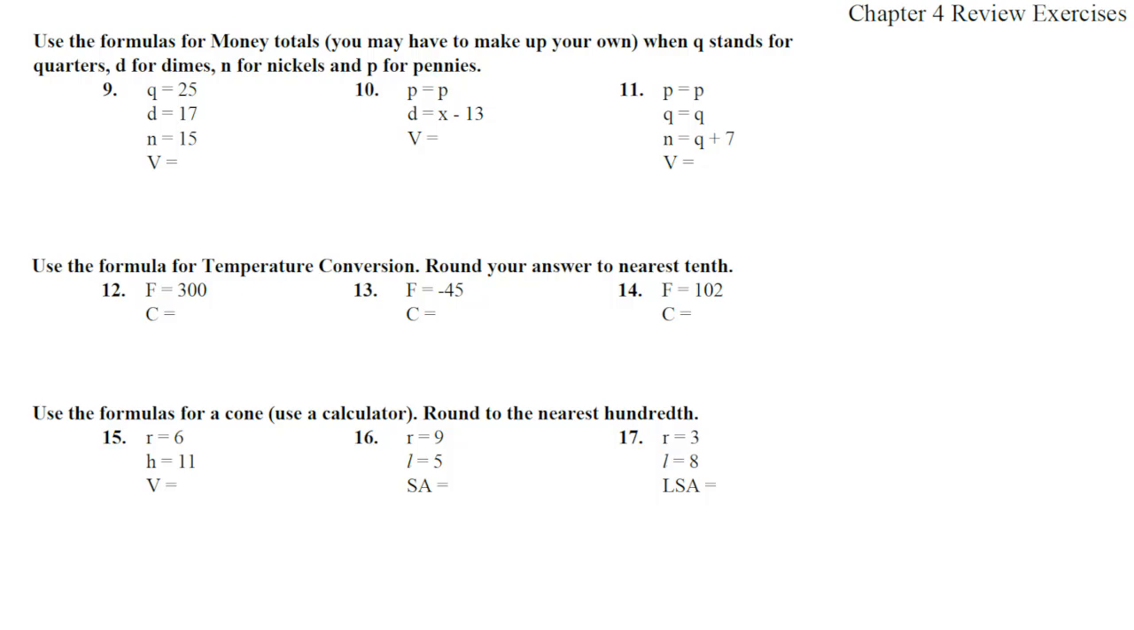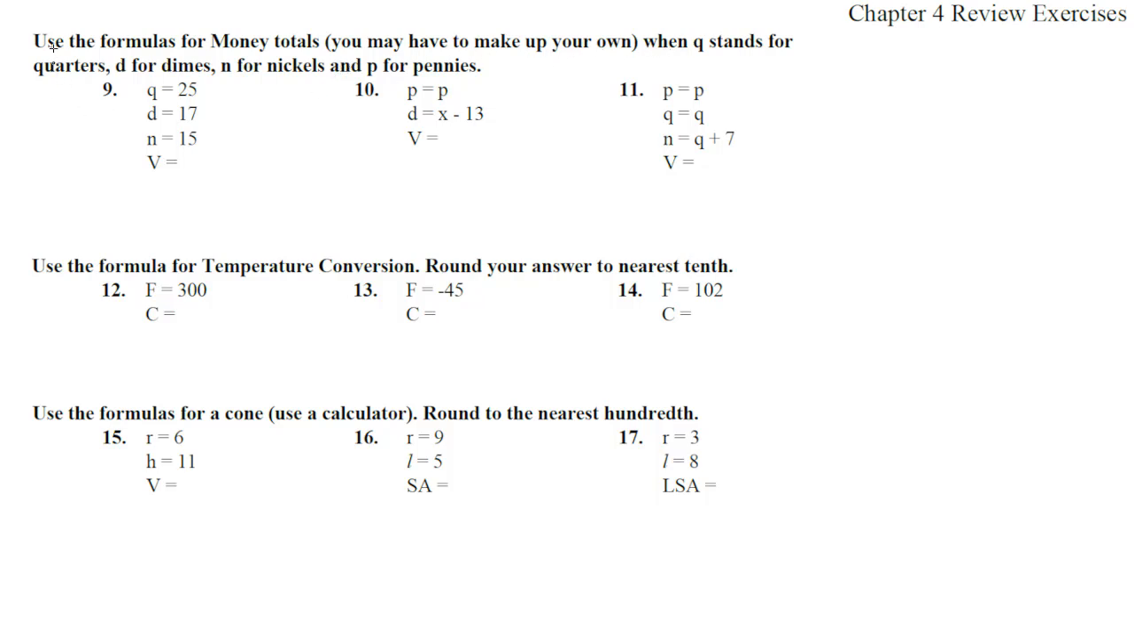Here we are in Chapter 4 Review Exercises, numbers 9 through 17. It says use formulas for money totals. You may have to make up your own because sometimes we'll have pennies and dimes and sometimes pennies and quarters and nickels. Right, let's just keep in mind how much each is worth.